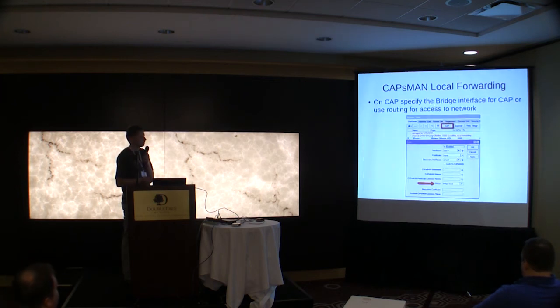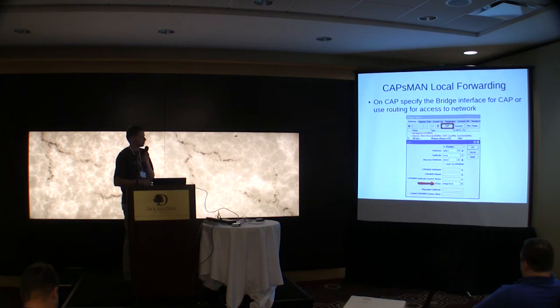Okay, after we specify that, on the CAP you need to log in and specify the bridge interface for the CAP, or use the routing access for the network. As everything is forwarding the data on the CAP, depending on your configuration on the CAP, usually the best setup is the simplest one you have. Maybe it's bridged Ethernet to wireless, and then you just specify which bridge interface to use. Maybe you have multiple bridge interfaces.